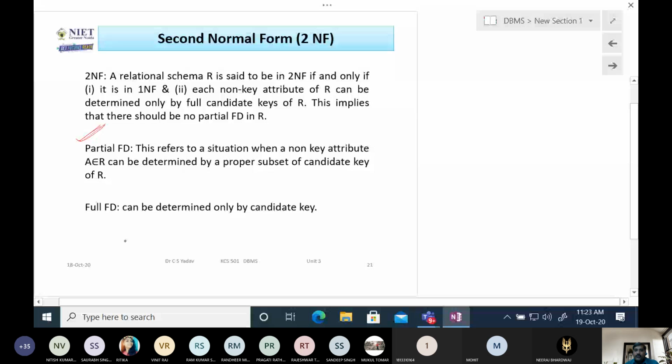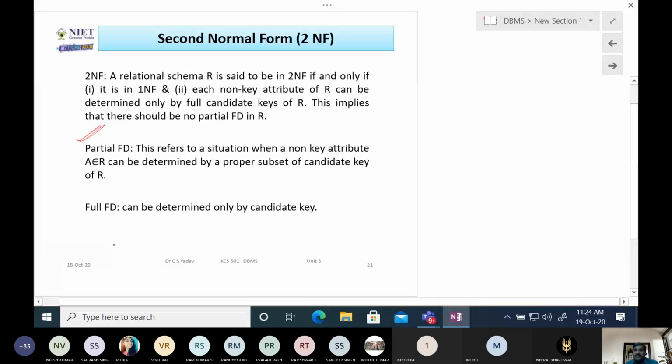If in a relation there is no partial functional dependency, then you can say that table is in second normal form. If there is a partial functional dependency in the table, then that table is not in the second normal form. And for removing that partial FD, you have to decompose the table into smaller ones. In a different way, we can define that all the non-key attributes are fully functionally dependent on the candidate key.